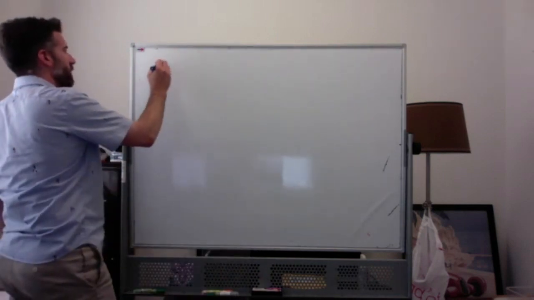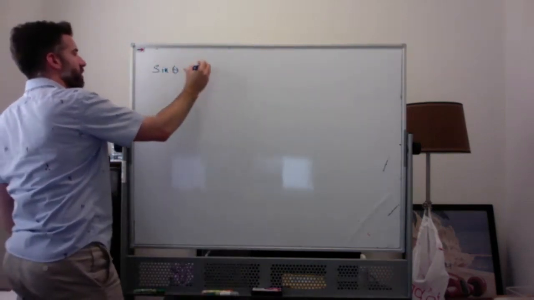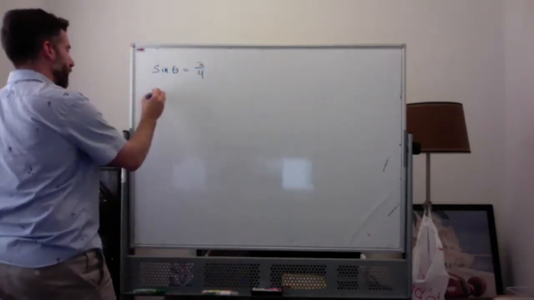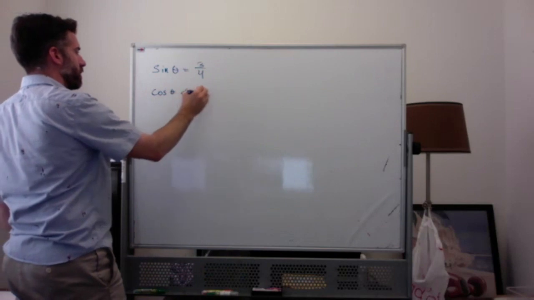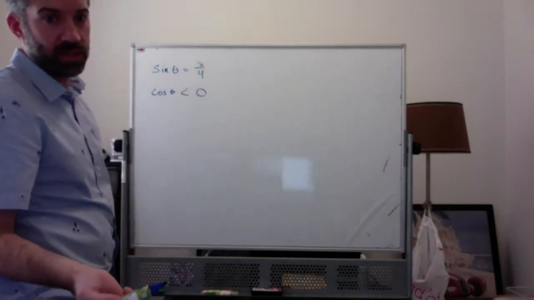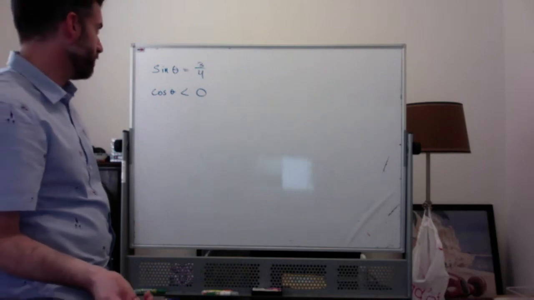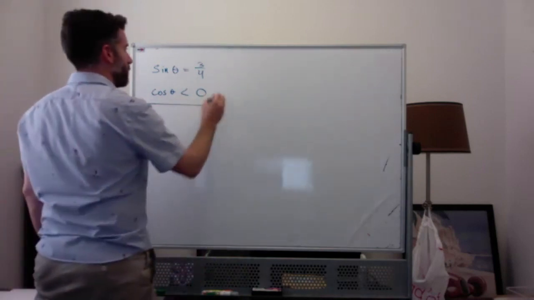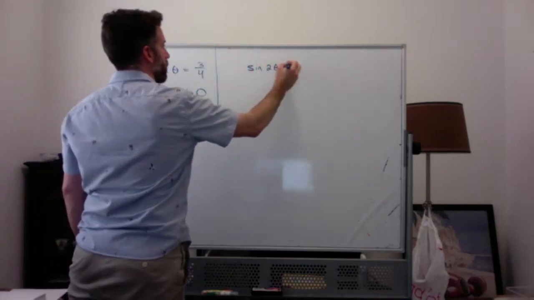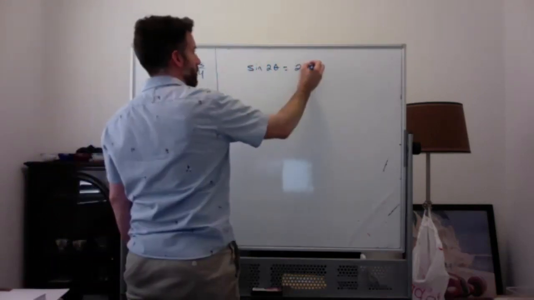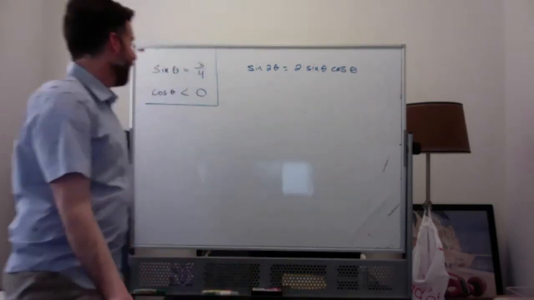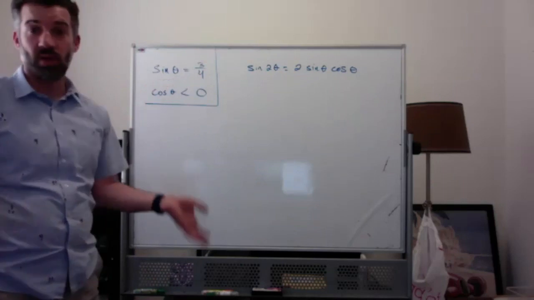Given sine of theta is equal to 3/4 and cosine of theta is negative, find sine of 2 theta, cosine of 2 theta, and the quadrant 2 theta is in. So sine of 2 theta is equal to 2 sine theta cosine theta. I know what sine theta is. I don't know what cosine theta is.